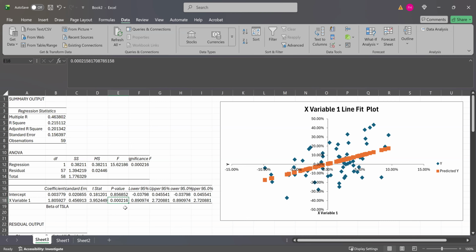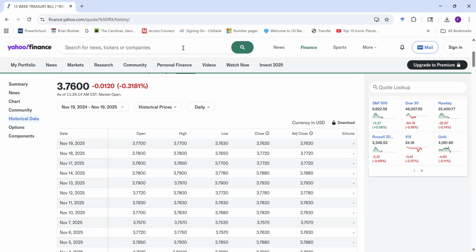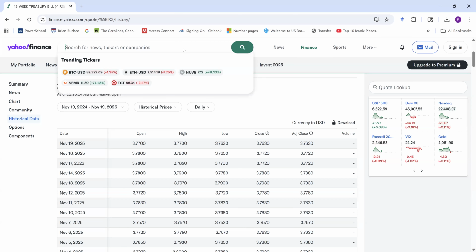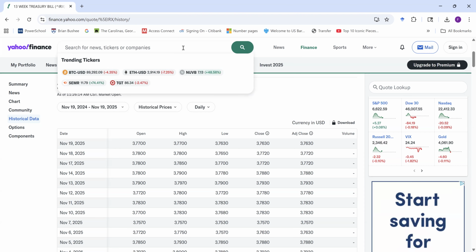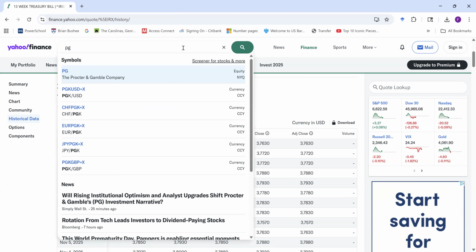Let's consider another security that's less volatile than Tesla. Let's say this time I want to conduct the regression analysis on Walmart. So I'm going to go back to Yahoo Finance. Or I'm going to choose another company that's not that volatile. Let's say I'm going to choose Procter and Gamble.